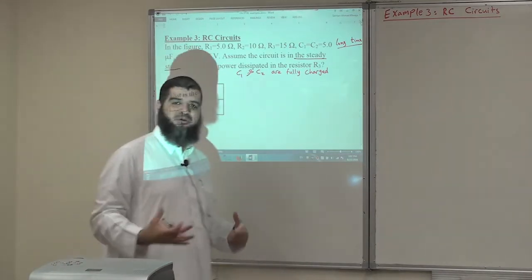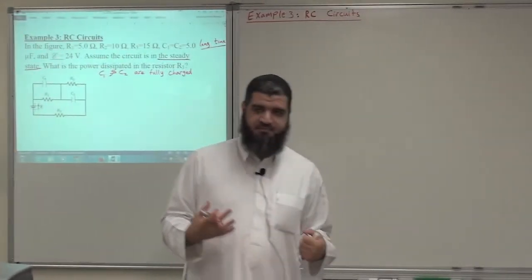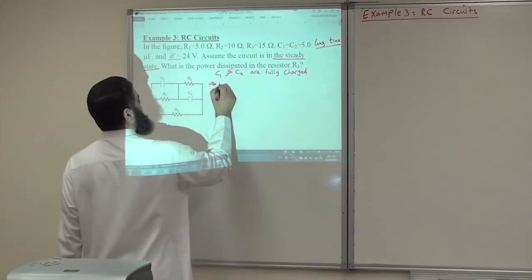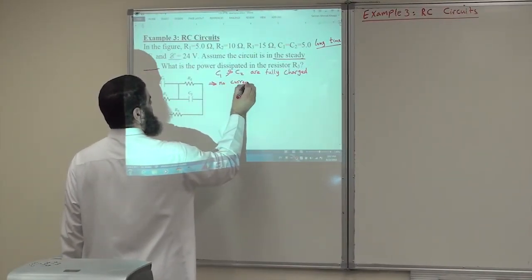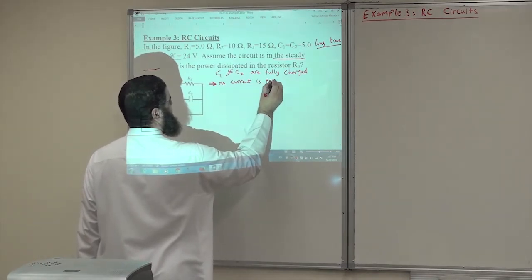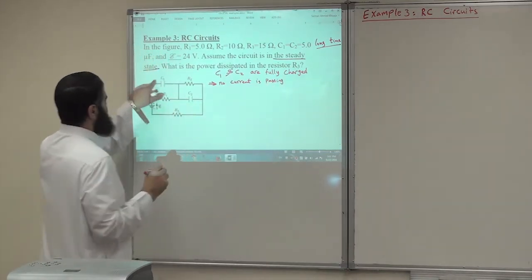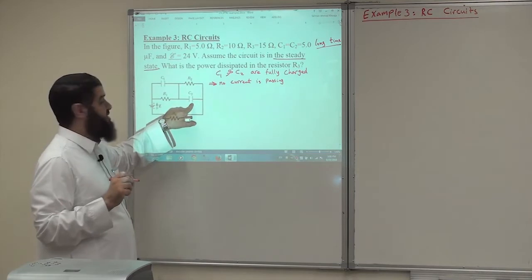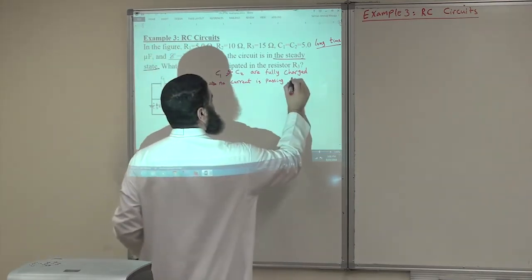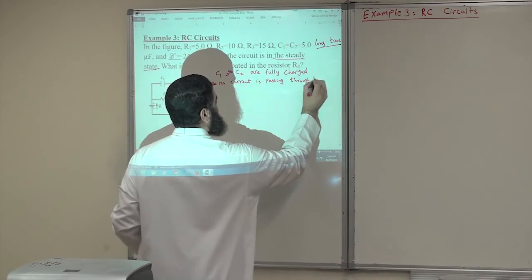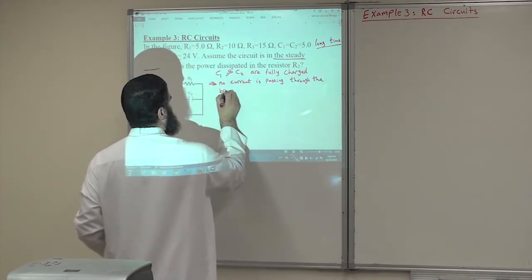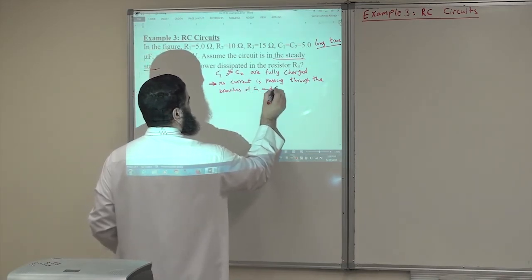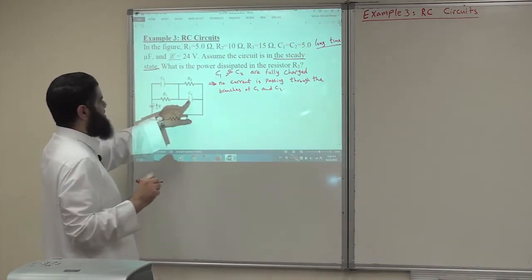What do we benefit when we know that C1 and C2 are fully charged? They are fully charged, meaning that no current. This implies that no current is passing in their branches. The branch containing C1 and the branch containing C2, no current is passing through those branches. So there is no current passing here, and there is no current passing there.